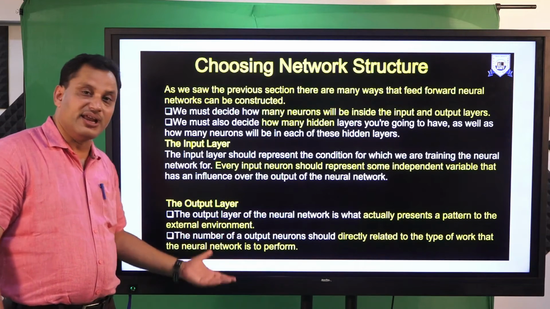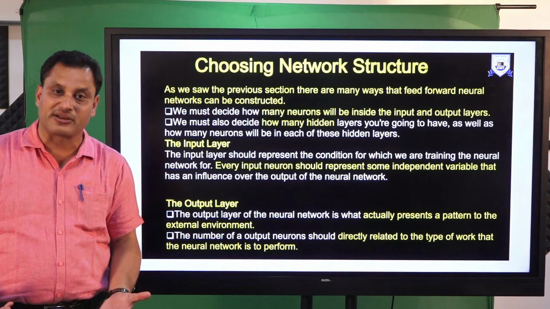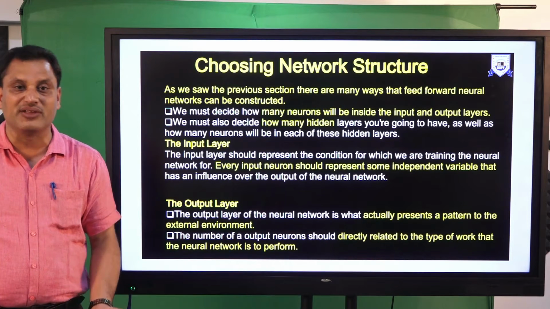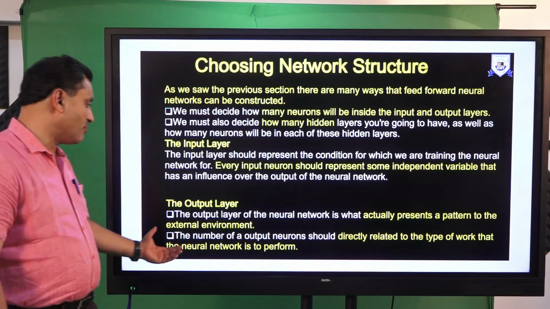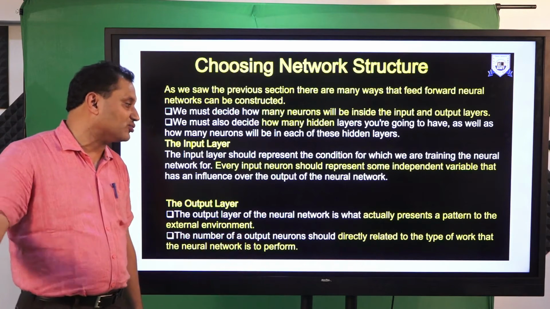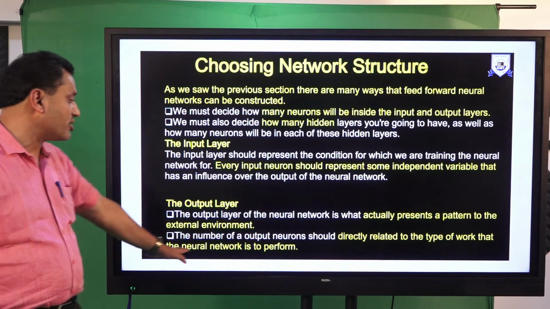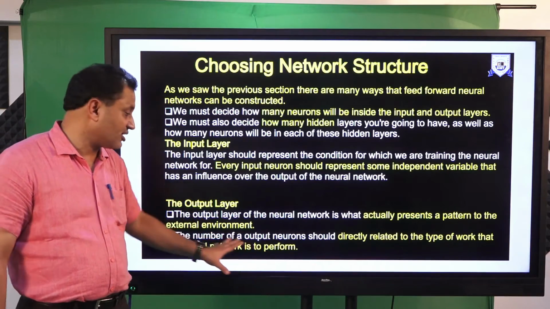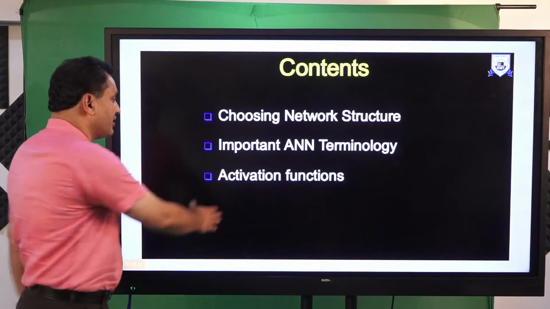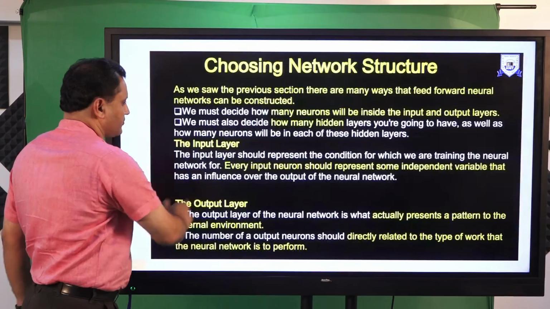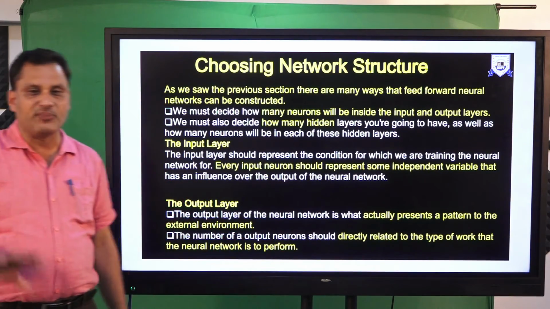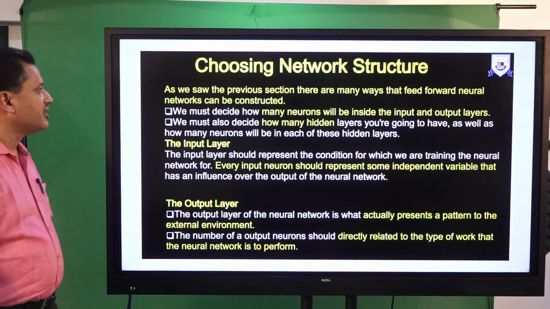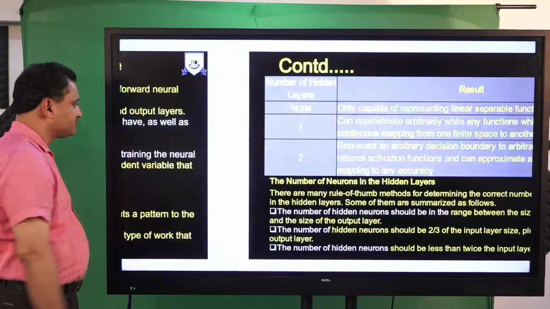If I say mathematically how many parameters will be there in a vector of output, that will decide the number of neurons in the output layer. The number of output neurons should directly relate to the type of work that the neural network is to perform. This is the crux. We have to be very clear what tasks the neural network is going to perform. That will decide the number of neurons in the output layer.